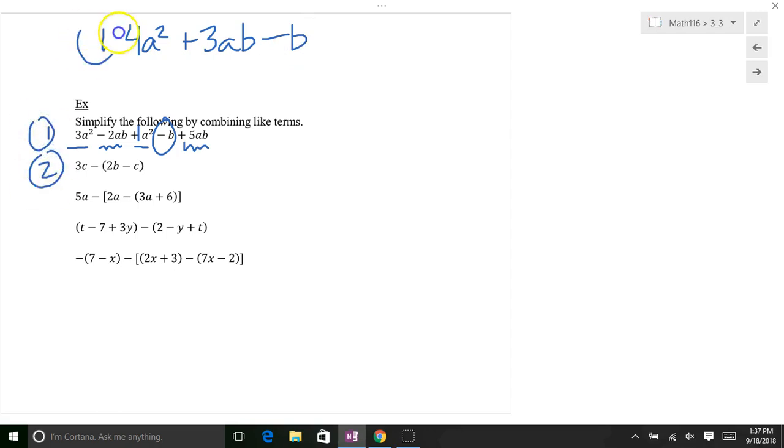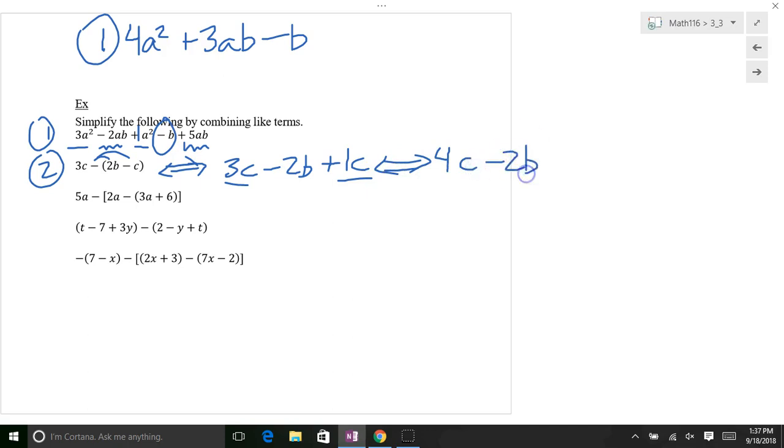About number 2, go ahead and distribute that negative there, so that'll change those signs. So this becomes 3c minus 2b, because a negative times a positive 2 is a negative 2. And then a negative times a negative c is positive c, positive 1c. And then just combine like terms. 3c plus 1c is 4c. So this becomes 4c minus 2b.